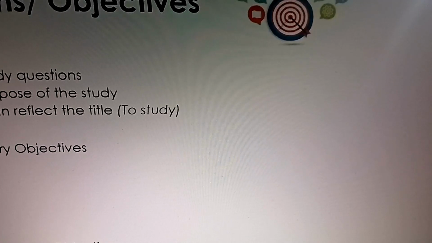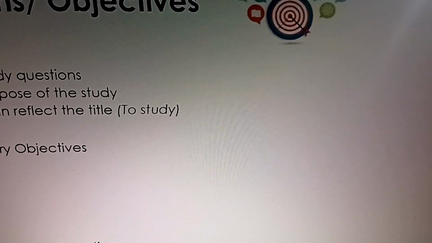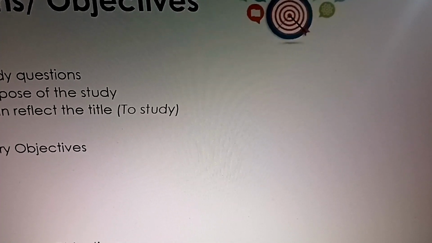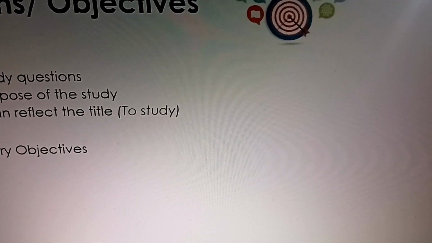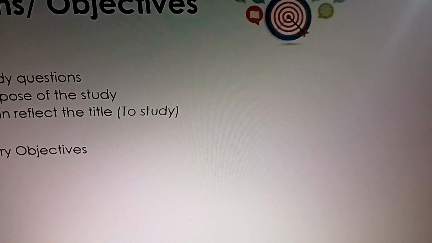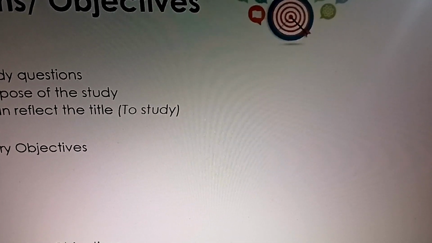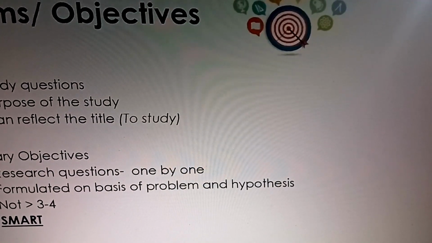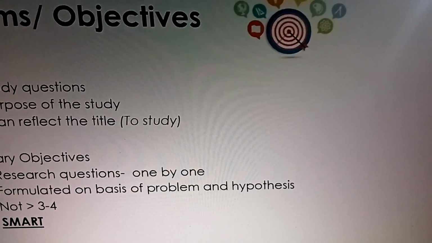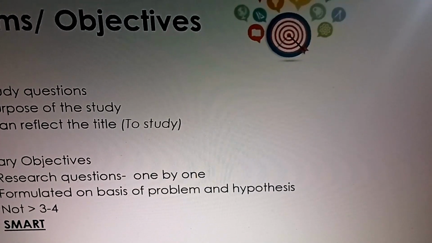The aim can reflect the title. You can just copy and paste the aim, whatever you have mentioned, like: to study the uptake of treatment among diabetic retinopathy patients living in the rural sector. That can be made as an aim. Then you have two different objectives: first, the primary objective, and second, the secondary objective. The primary objective has the research question, one by one.